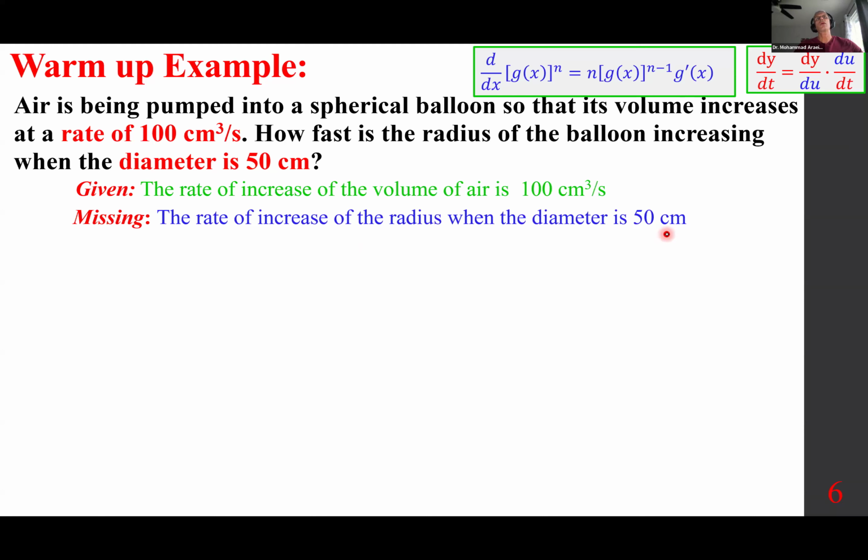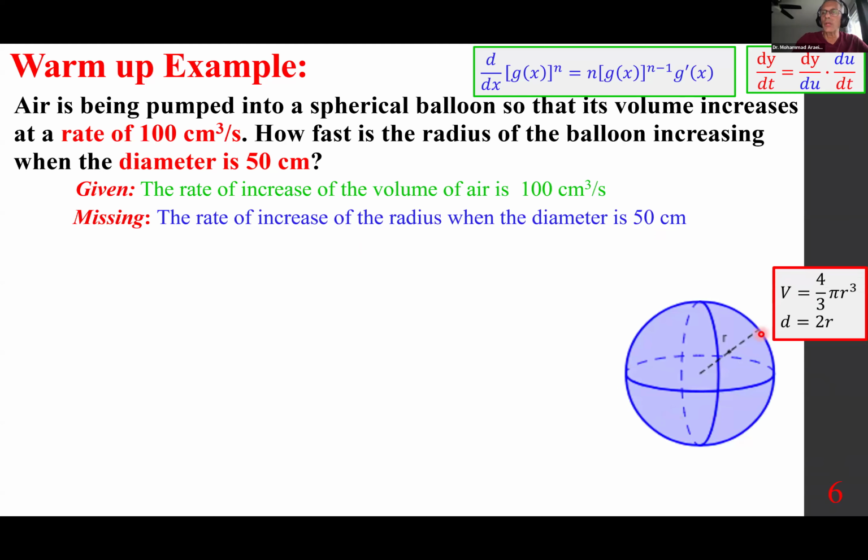So that's fine, but how do we write this symbolically? First and foremost, remember a sphere has volume 4/3 pi r cubed. D is 2 times r. The diameter is 2 times the radius. That's a piece of information we should have from algebra, geometry, you name it. So the formula that relates the two quantities, the volume and the radius, would be V equals 4/3 pi r cubed.